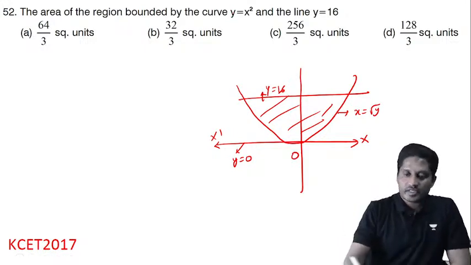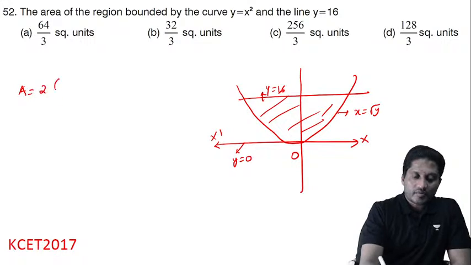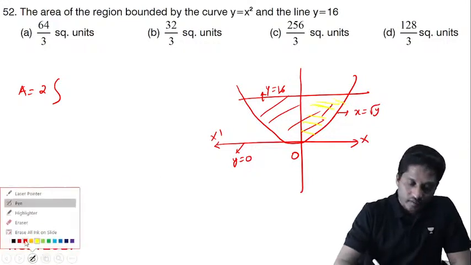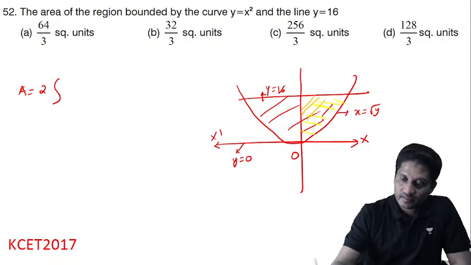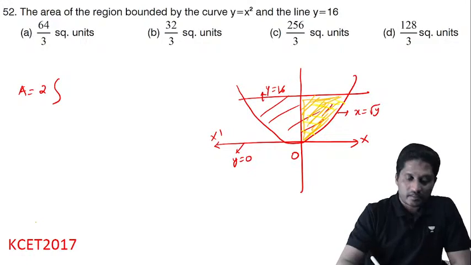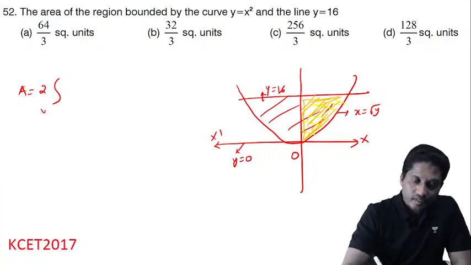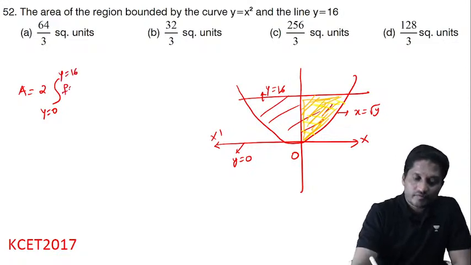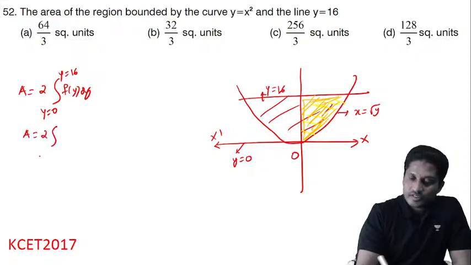I'm doing integration with respect to y. Area is equal to 2 times... I'm writing 2 because I'm finding only the area in the first quadrant and then multiply by 2. I'll find out the area in the first quadrant and then multiply by 2, I get complete area. Area is equal to 2 times, y is equal to 0 to y is equal to 16, f of y dy. Area is equal to 2 times integral 0 to 16, function of y will be equal to y power half, and then dy.